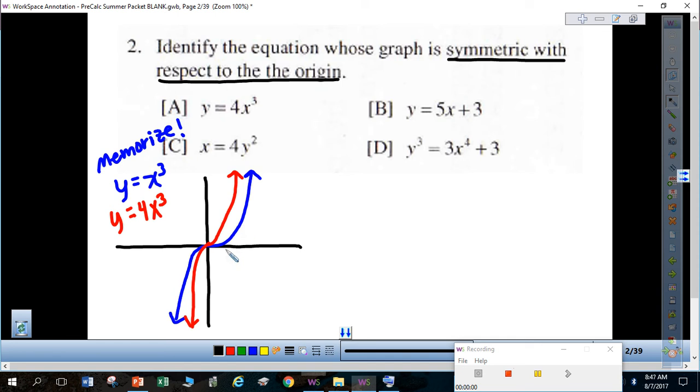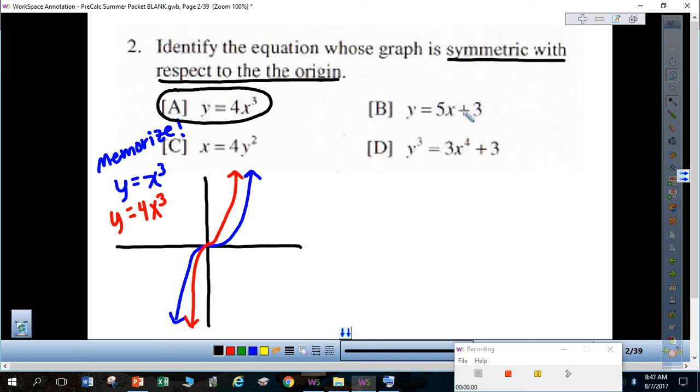So sure enough, this is a result of those two reflections, and so it is symmetric with respect to the origin. So part A, we'll choose that for our answer choice. Now, if we look at some of the others, we can throw them out.